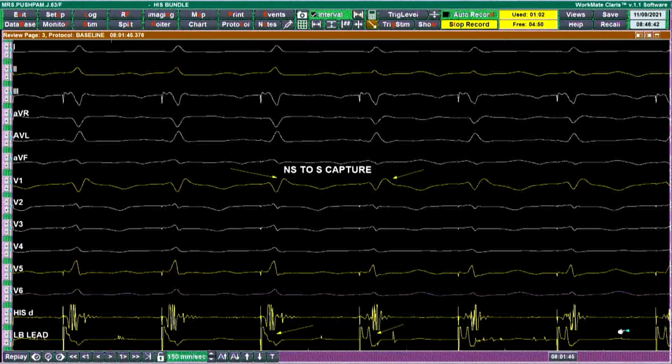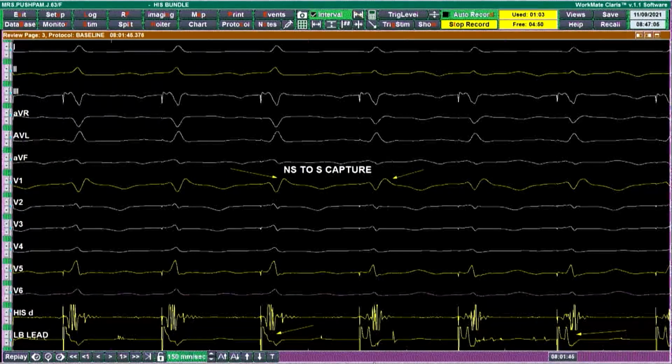Can you just show, William, the first 3 beats? You can see the pacing spike is immediately followed by a local ventricular electrogram. In the next 3 beats, you'll be able to see a separate interval between the pacing spike and the local ventricular electrogram. That means the ventricular electrogram has come out from the pacing artifact. So there is a distinct interval from the pacing spike to the local ventricular electrogram.